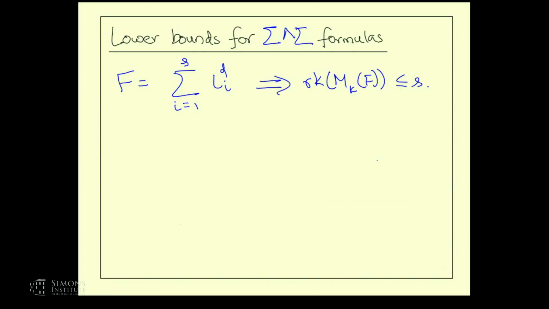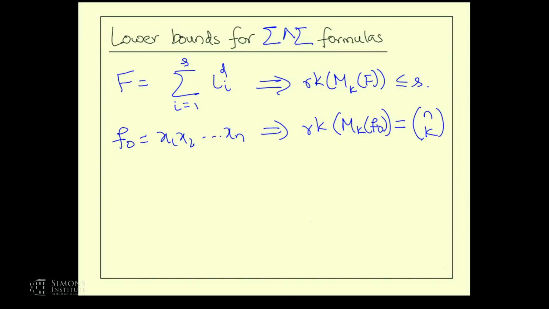Now, in order to prove a lower bound, all we have to do is find some explicit polynomial which has large measure. And this is something we've already done. We take the monomial x1 to xn. The partial derivative matrix of this monomial has all distinct rows, and not just distinct rows, linearly independent rows. Therefore its rank is n choose k, the number of rows in this matrix. This means that any decomposition of the monomial of the form listed above is going to have size at least n choose k.